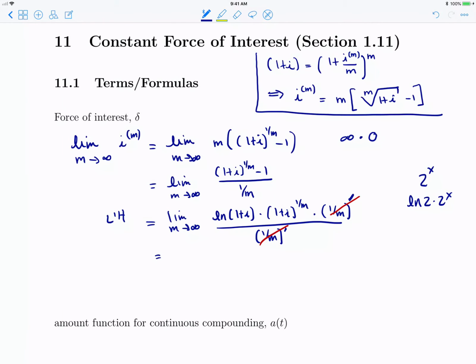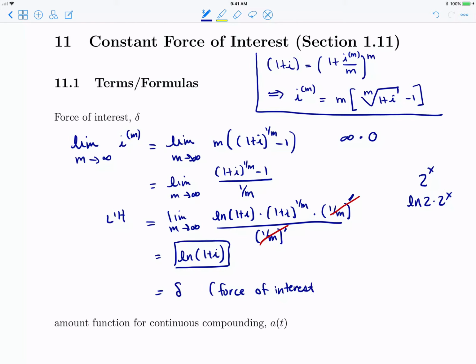And now when I take the limit, if I plug in infinity, the ln of (1 plus i) is just a constant. It doesn't depend on m, so nothing happens to that. And the (1 plus i) to the 1 over m goes to 1. So this is my limit. And that is called the force of interest. So in notation, that is delta, and this is your force of interest. It's your constant force of interest right now.